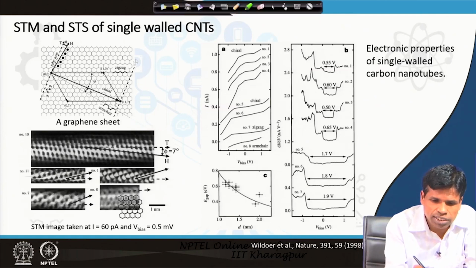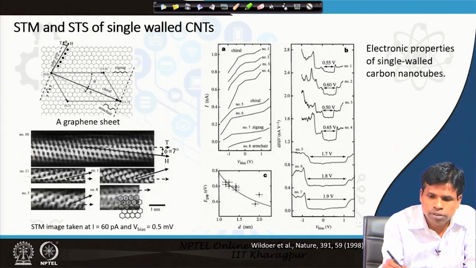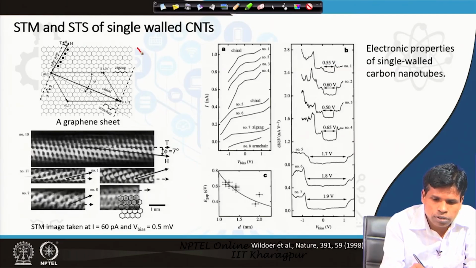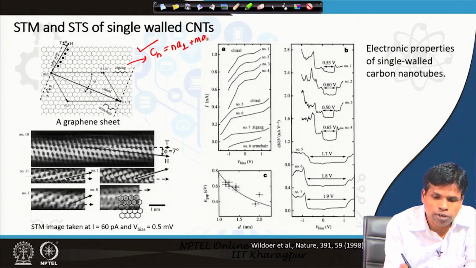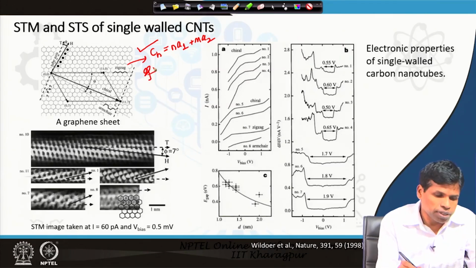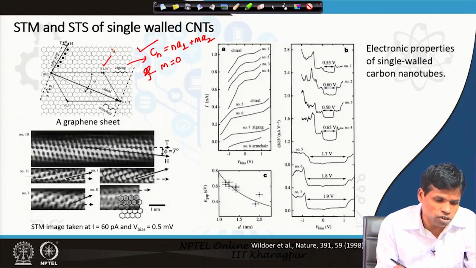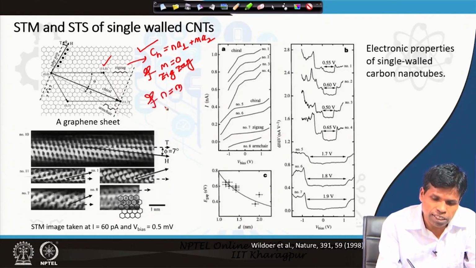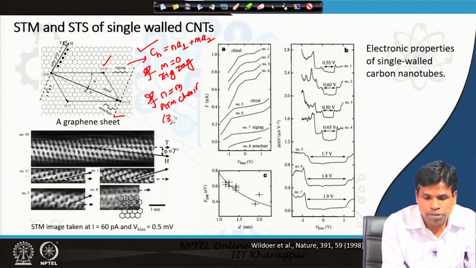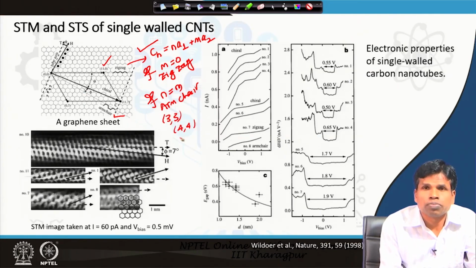So, in this particular case, what we see here is a graphene sheet, which has hexagons, and depending on the rolling it can be zigzag. For the nanotube, we know the chiral vector Ch is equal to n a1 plus m a2, where a1 and a2 are vectors and n and m are integers. If m is 0, as you see here, it is a zigzag nanotube, and if n is equal to m, then it is an armchair nanotube. Armchair tubes are like (3,3), (4,4), or (5,5).